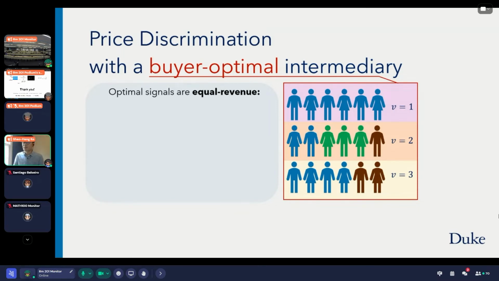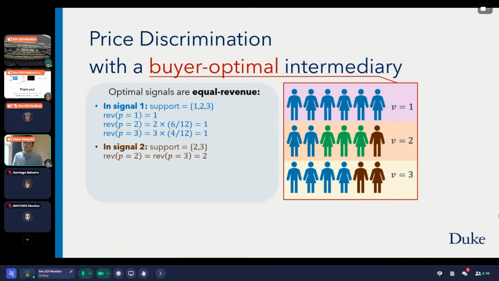And in the blue signal, the posterior distribution includes all types of buyers with value 1, 2, and 3, with probability 6/12, 2/12, and 4/12, respectively, as shown in the figure. And we can verify here that setting a fixed price of 1, 2, or 3 all gives the seller the same revenue of 1. And same goes for the other signals. For example, the brown signal has buyers with value 2 and 3, and the seller is indifferent between setting a price of 2 and 3, and so on.